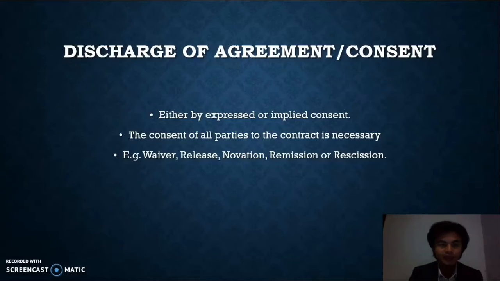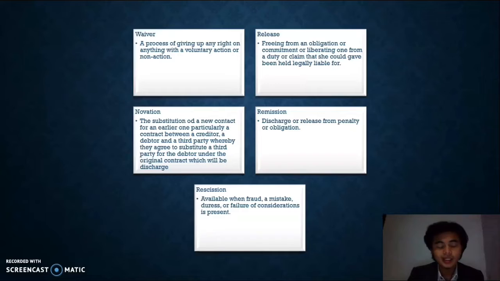Next, we go to discharge by agreement or consent. Whether by express or implied consent, the consent of all parties to the contract is necessary. This discharge occurs in various situations, for example, waiver, release, novation, remission, or rescission. Waiver is a process of giving up a right voluntarily, by action or non-action. Waiver of a right can be of a temporary or permanent nature.